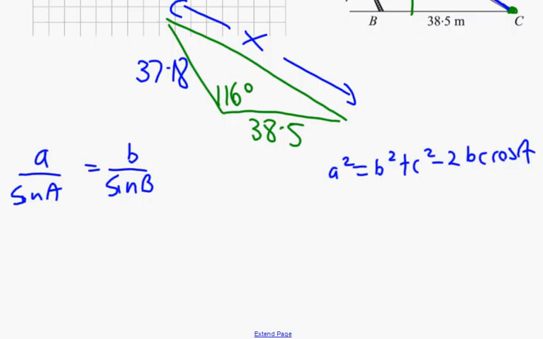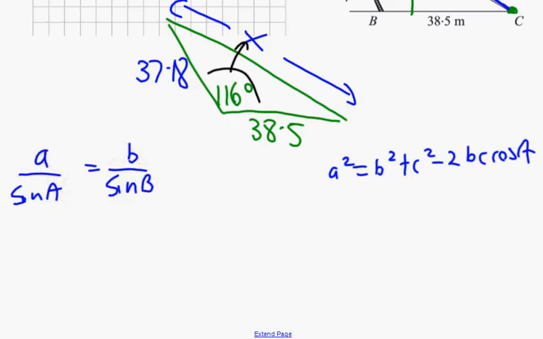Are we able to make the sine rule? 116 over x, and 116. Pick another side. 37.18. Do we know the angle opposite to 37.18? We don't. It's not 44 degrees, that's from the last question. So there's no angle to use. Therefore, are we blocked? We can't use it. It's no good. We have no angle to go in.